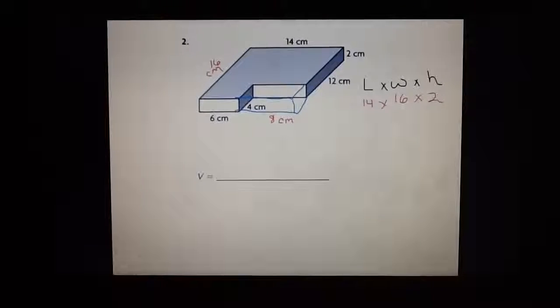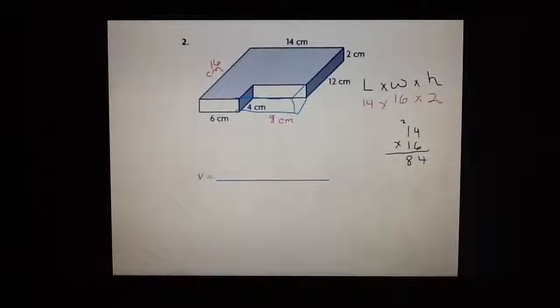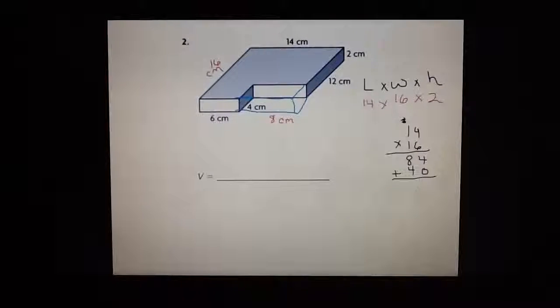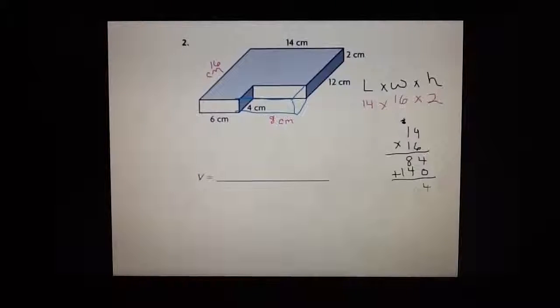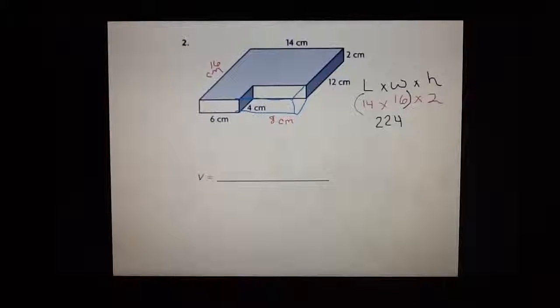So now to find the volume of this full rectangular prism, we'd have 14 times 16 times 2. So let's go ahead and work out 14 times 16. And when we do that, we have to show our work. I have 84 for my first partial product. I'm going to put down my spacer and erase away my 2 that I regrouped. And you should have 140 for your second partial product. And when you add those two together, you should have 224. Now remember, that's just going to be our base. So I'm going to write 224 right there for my 14 times 16.